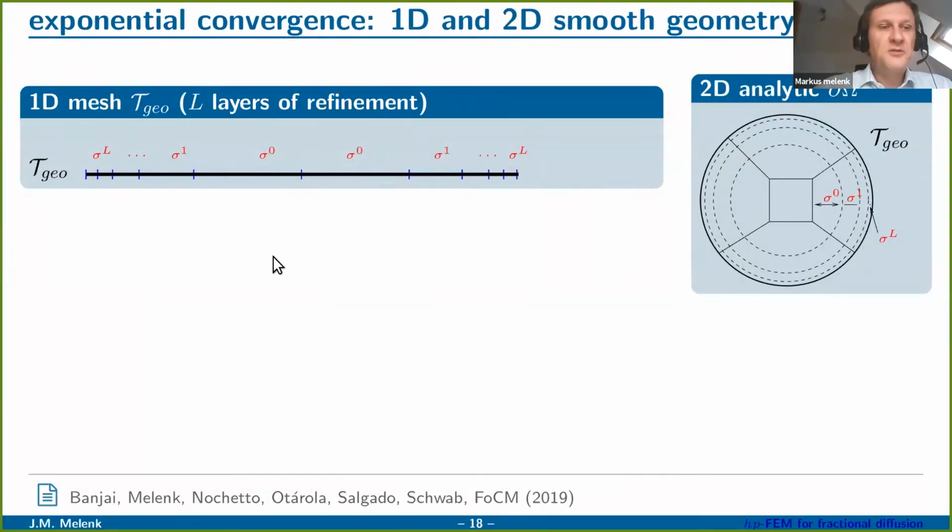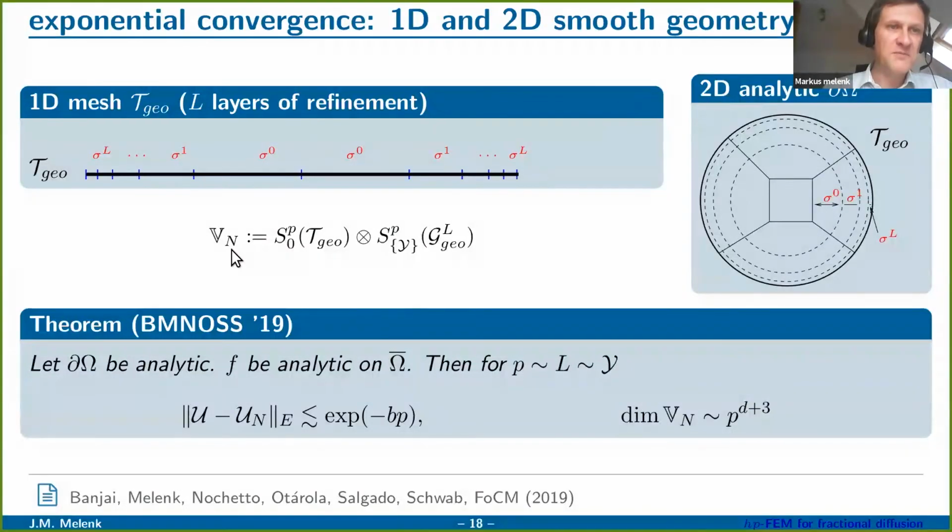Okay, so let's go back to our Caffarelli-Silvestre extension problem. So we are going back now to the fractional diffusion problem. So if we use, let's say in 1D, the mesh T that is geometrically refined towards the endpoints, or in 2D, let's say a geometric mesh that is geometrically refined towards the boundary, then, and this is the finite element space that I use now, so piecewise polynomials on these geometric meshes, tensorized with the SP of GL. So this is the discretization, the mesh in the Y variable.